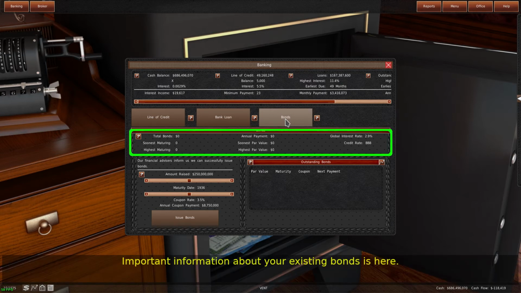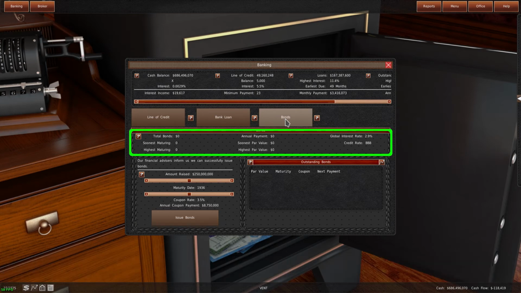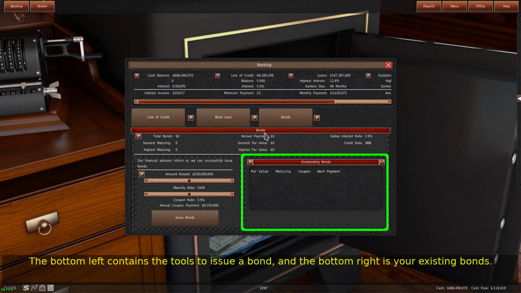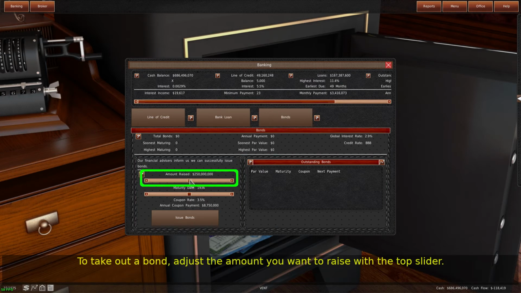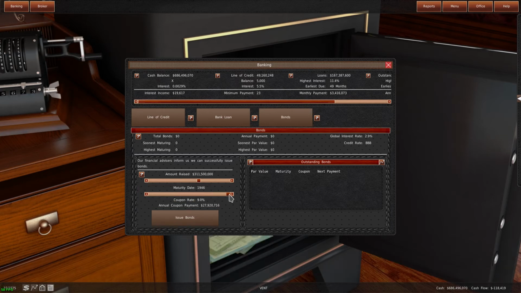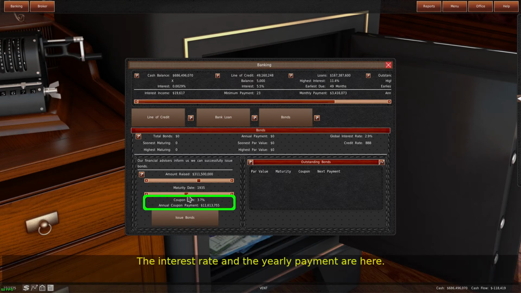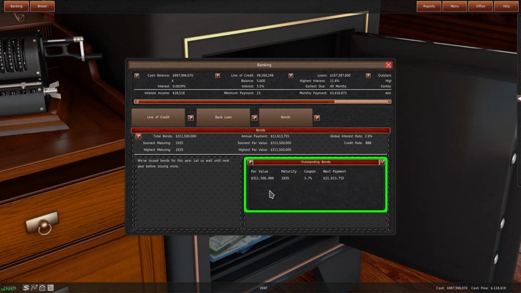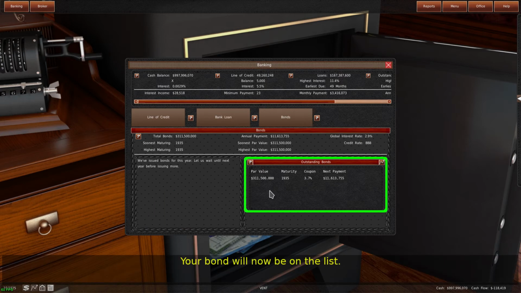Important information about your existing bonds is here. The bottom left contains the tools to issue a bond, and the bottom right is your existing bonds. To take out a bond, adjust the amount you want to raise with the top slider. Next, select your maturity date with the bottom slider. The interest rate and the yearly payment are here. If you want to take out the bond, click the Issue Bonds button. Your bond will now be on the list.